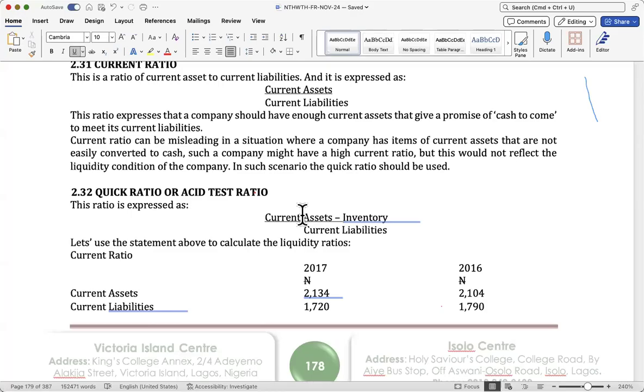And of course, for this also, the higher the better. The higher, the more assets you have, the more cover you have, the better. Okay, Temitope, go ahead.